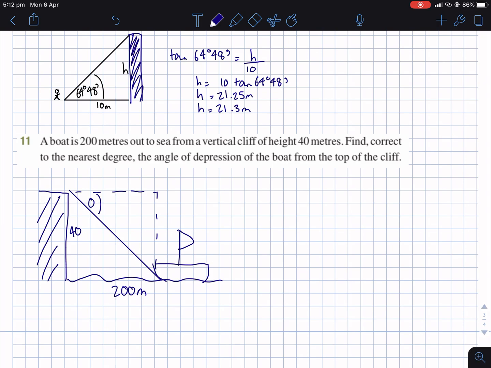So this is the angle. This is still 40, and this top one is 200. So it honestly doesn't matter if you found the angle of elevation or the angle of depression. They're going to be the same size. So tan theta equals 40 over 200. Theta equals arctan 40 over 200. So theta equals 11.31 degrees, so it's 11 degrees.